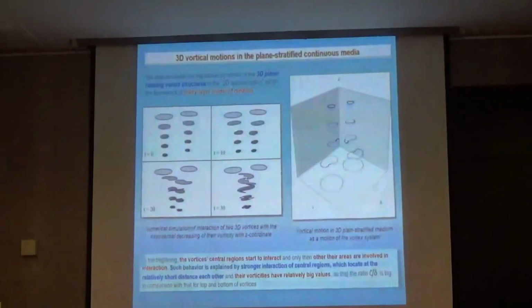One can see that in the beginning the central regions of the vortices start to interact, and only then other areas are involved in interaction. Such behavior is explained by stronger interaction of central regions, which are located at a relatively short distance from each other, and their vorticities have relatively big values, so that the ratio zeta to delta is big in comparison with z for top and bottom of vortices.